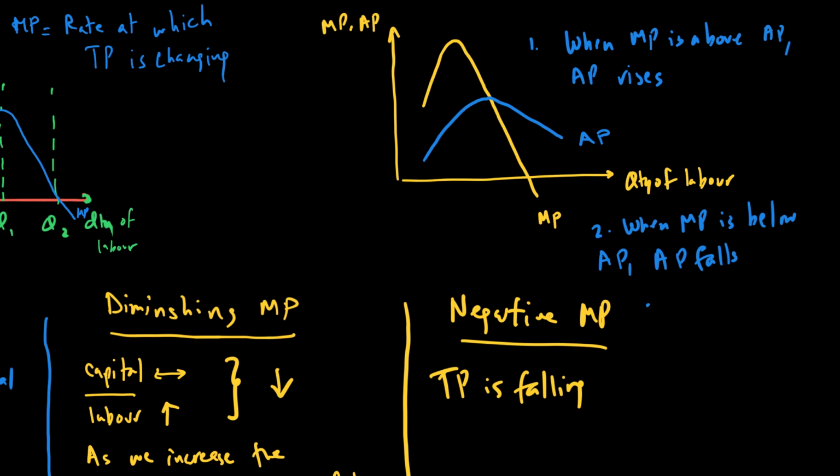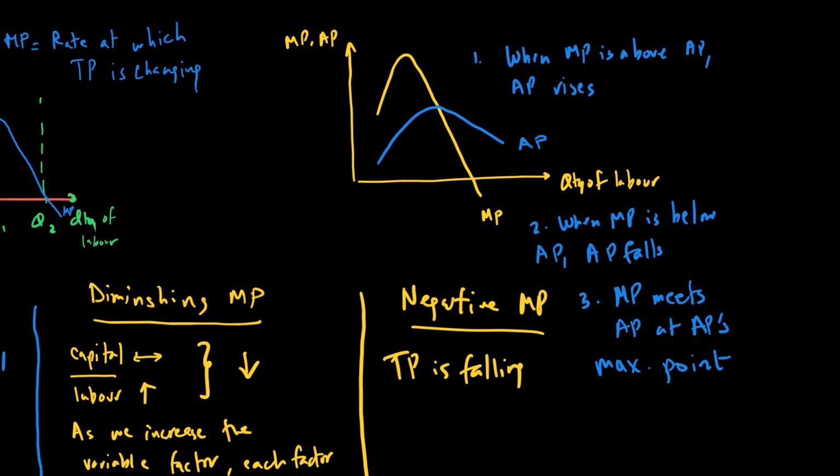And the number three thing we see is this, that MP meets AP at AP's maximum point. So I want to explain all these three points. That comes up a lot in MCQs as well. Whenever the marginal is above the average, it pulls up the average. Why is that? For example, let's say for each test that you have, you score more than your average, you will pull up your average. Every time you give a test and do better than your average, you will always pull up the average.